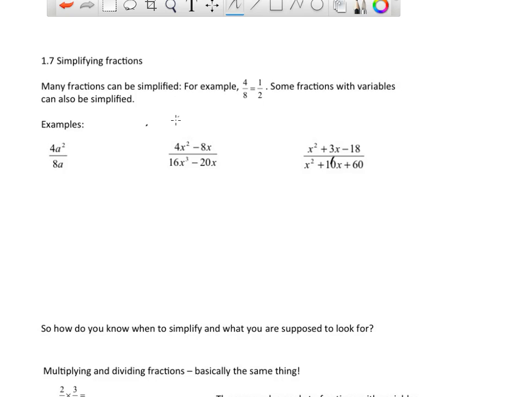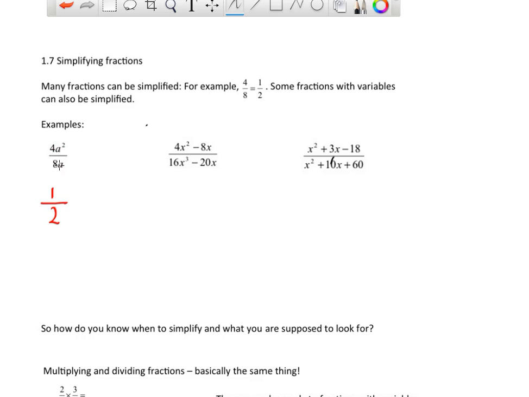Alright, simplifying fractions. Just like normal fractions can be simplified, like 4 over 8 is 1 over 2, fractions with variables can be simplified as well. Now, sometimes they're fairly straightforward. In this case, if you have a monomial in both the top and the bottom, then you can just simplify top to bottom.